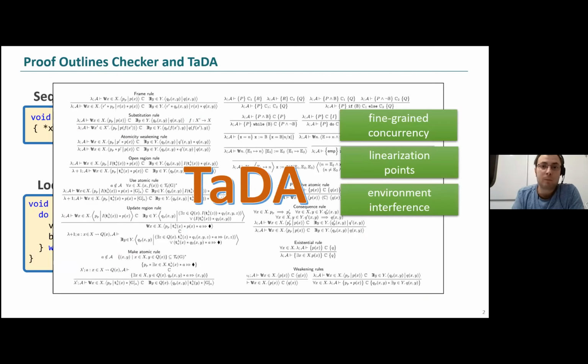So first, the logic. TaDA is a powerful logic capable of reasoning about fine-grained concurrency, linearization points, and environment interference. In the background, you can see the rules, and the purpose of them is essentially just to scare you and to show you, look, the logic is actually difficult, has a lot of difficult proof statements and so forth. Of course, there are other also interesting logics capable of reasoning about fine-grained concurrency, such as Iris, iCAP, FCSL, and so on and so forth. We're not the authors of any of them. We picked TaDA because we found that its linearization mechanism is best suited for our purposes.